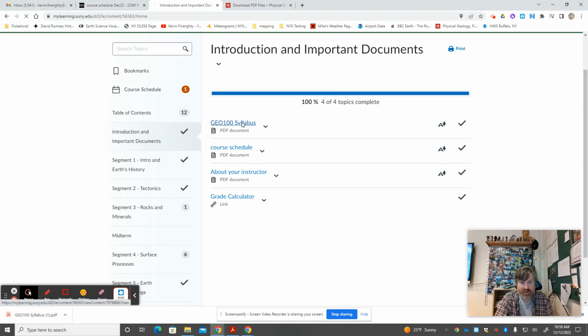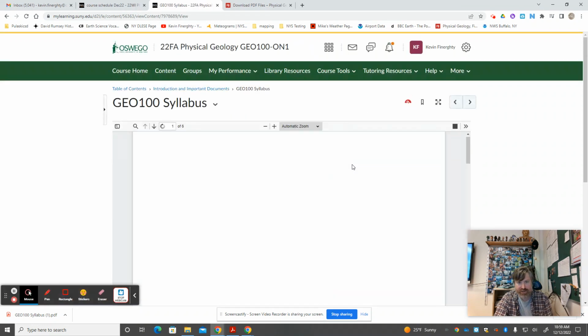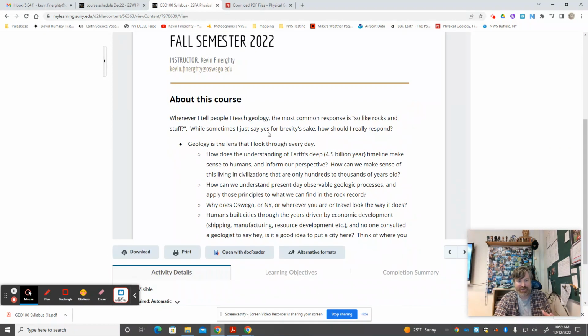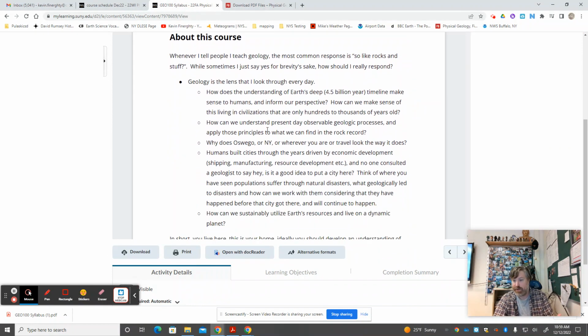All right, what else? The syllabus. Check that out quick. Let's take a step back here. I'm throwing a lot of rules at you. What are we doing here? Geology is like the lens that I look through when I'm driving around, when I'm looking at things. Once you develop this understanding, you really look at the planet differently.